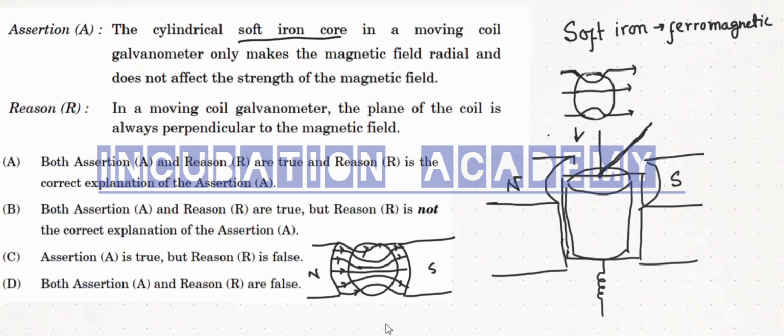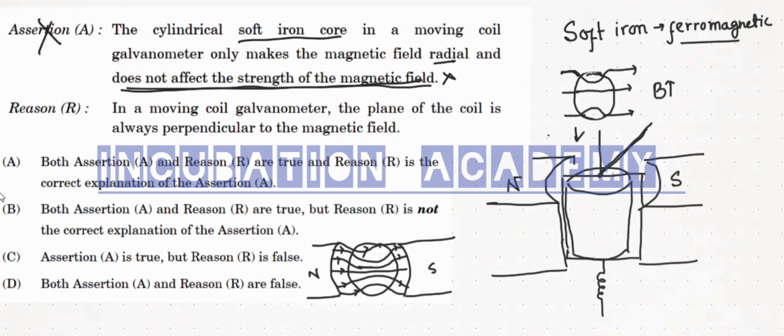That part is correct, but the rest is not correct. It does not affect the strength of the magnetic field. This is not correct, because soft iron core is ferromagnetic. So inside the soft iron, the magnetic field lines come closer. That's why the magnetic field strength inside this ferromagnetic substance has increased. Here it is said it does not affect the strength of the magnetic field. No, the magnetic field strength has increased. So the assertion is wrong from this point of view.